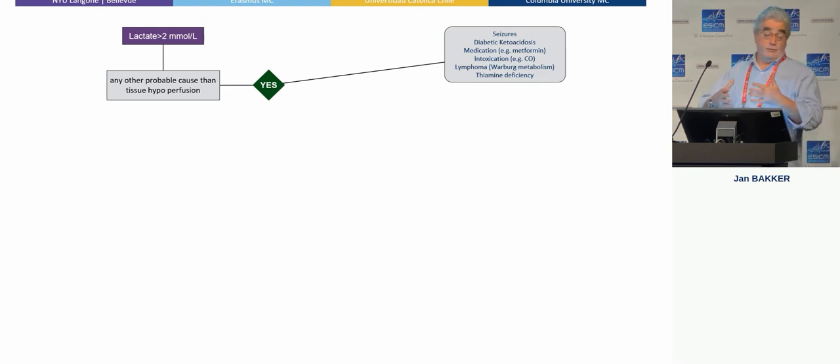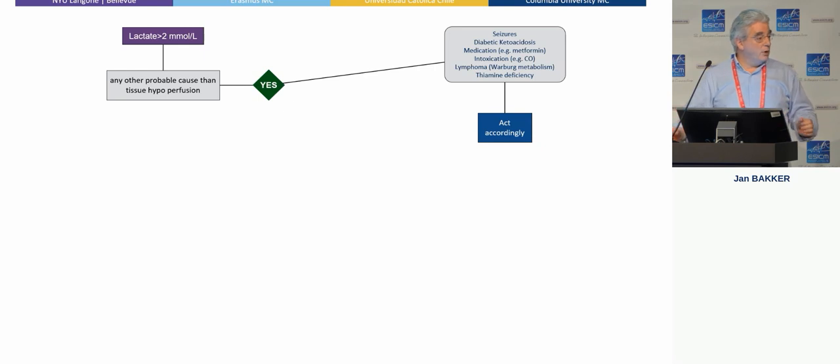The most appropriate example is seizures, which we see quite regularly. Every seizure should have a lactate, but none of the seizures require fluids or dobutamine. And so if you think, well, no, this is not really circulatory dysfunction, this is something else, think about what something else could be, and then, of course, act accordingly.